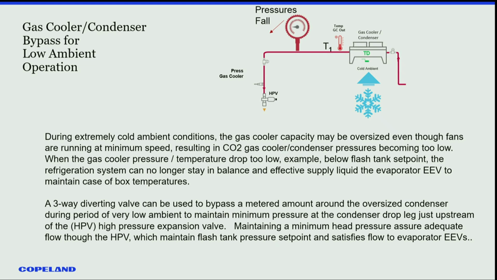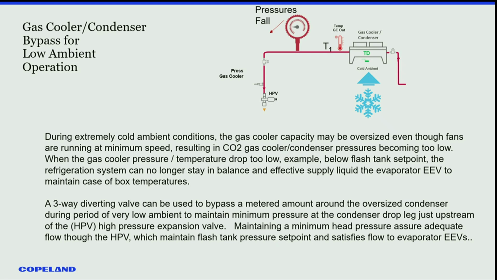So this is kind of a low ambient operation point. Of course, when it gets colder out during extremely cold conditions, gas cooler capacity may be oversized, which we just finished talking about. The fans are running at minimum speed, resulting in gas cooler condenser pressure becoming too low. When that gas cooler pressure or temperature drops too low, below the flash tank, for example, if you weren't set up right, the refrigeration system can no longer stay in balance. If my flash tank pressure is lower because these gas cooler temperature set points were set too low, you'll fall out of balance.